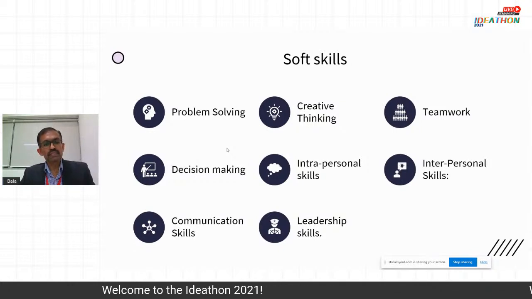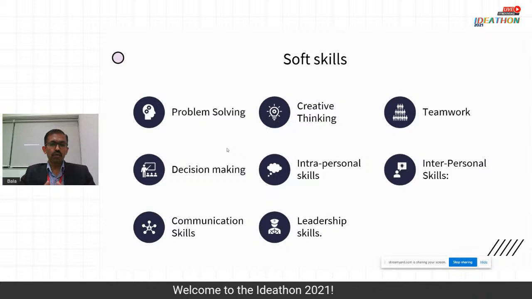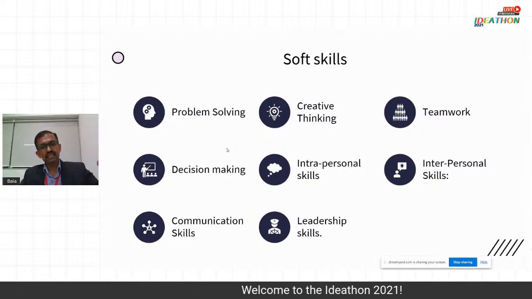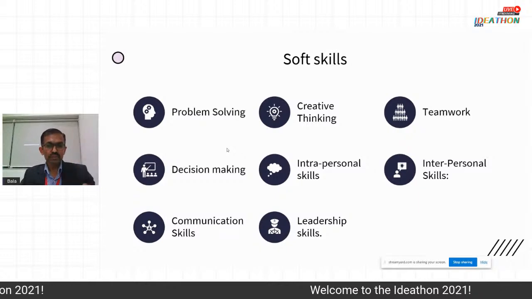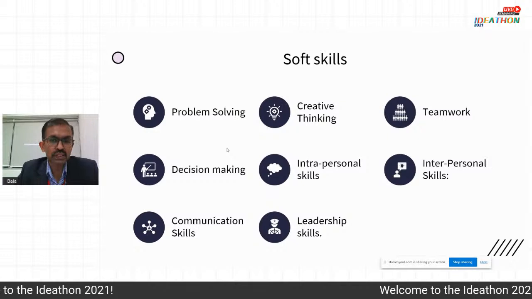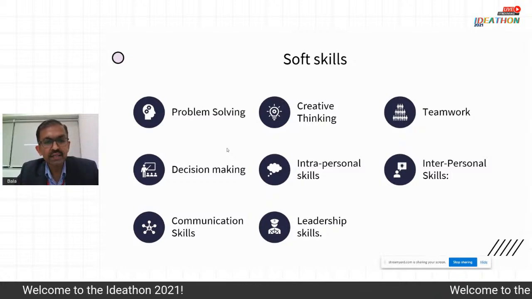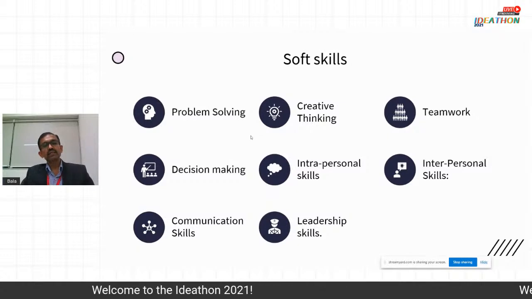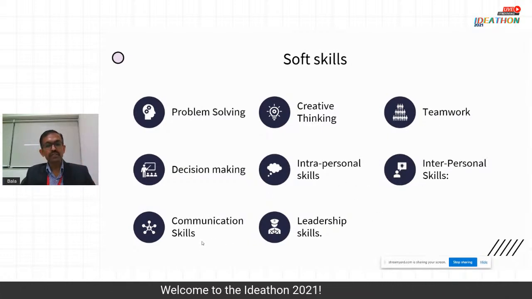Whatever program you study, whether you do engineering or IT or cyber security, in order to get a good job or to prosper in your job, you need to have 2 sets of skills: hard skills and soft skills. Hard skills are your subject knowledge. Whether you do computer science or cyber security or engineering, your subject knowledge is the hard skill, which you will gain during your course. Apart from this, you need to have a good set of soft skills. What do you mean by soft skills? You see the screen here, it will tell you what all the soft skills are. Problem solving skill, creative thinking skill, teamwork, decision making, intrapersonal, interpersonal, communication, leadership skills.